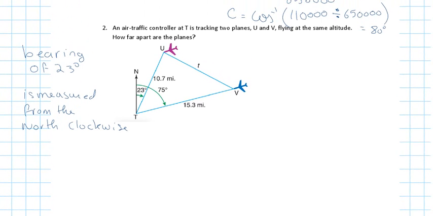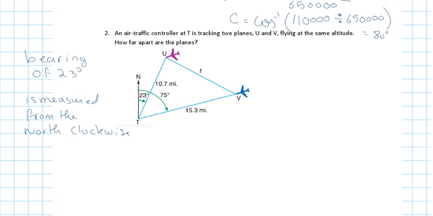Okay, so the first airplane U has a bearing of 23 degrees, and airplane V has a bearing of 75. We know that the distance from the traffic controller to the first airplane is 10.7 miles, and the distance from the traffic controller to airplane V is 15.3 miles. How can I solve this problem? I'm looking for how far apart the two airplanes are. So I'm looking at the measurement of UV.